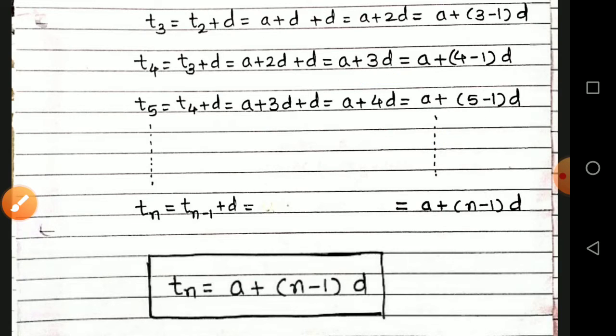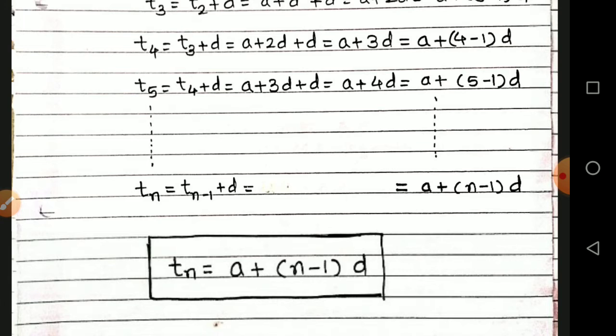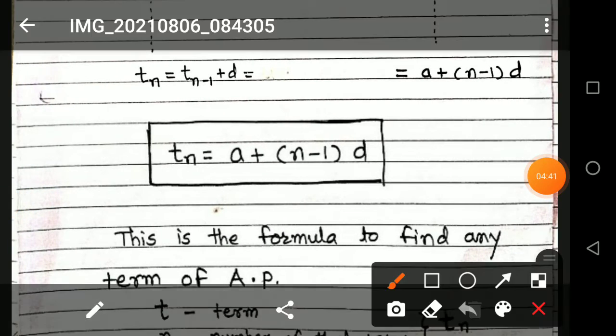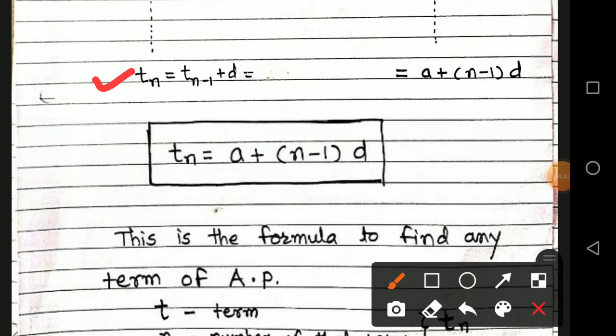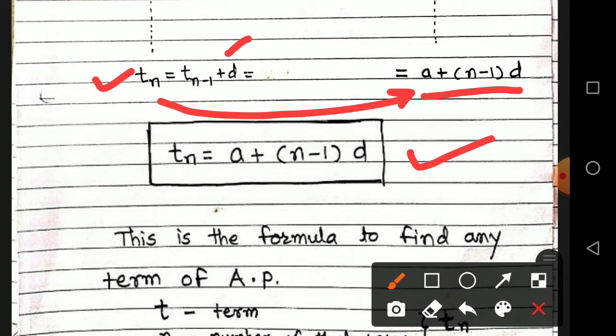If we write all these terms in this way, we can write the general form, that means Tn. Tn means any numbered term, or the nth term. Tn is equal to, the previous term of Tn is Tn minus 1, and we add the common difference, is equal to a plus (n minus 1) in bracket into d. And from this we get the formula Tn is equal to a plus (n minus 1) in the bracket into d. This is a very important formula for solving the examples.